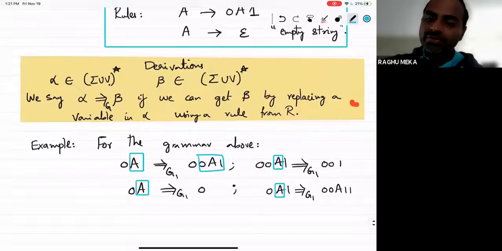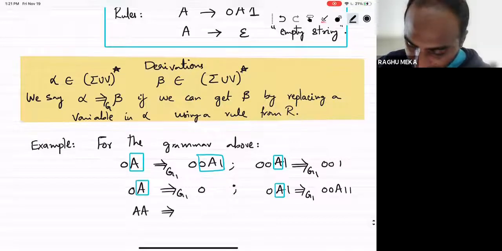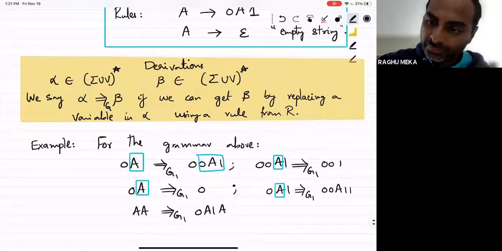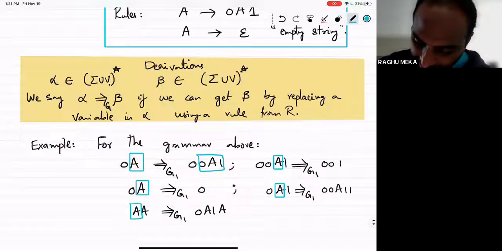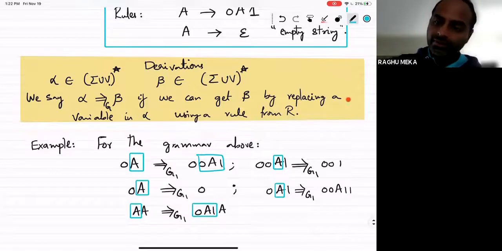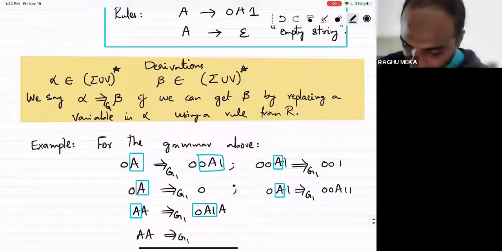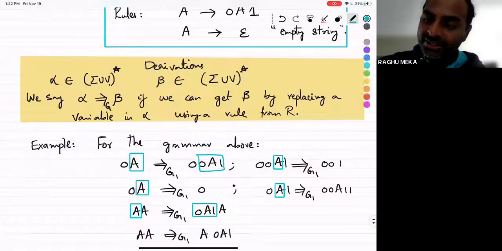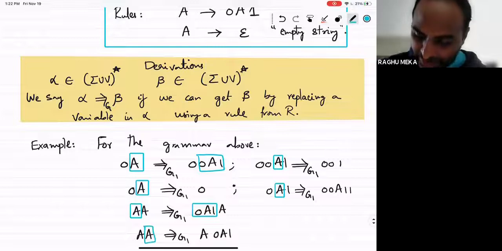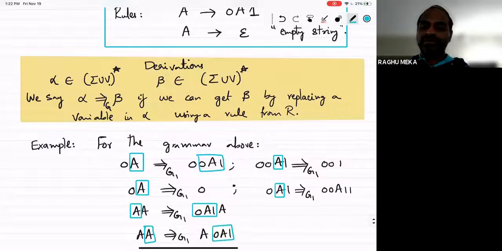And you can do it even with multiple variables. I could have, let's say, AA. I can say this goes to 0A1A. I'm essentially replacing this A with this guy here. In the same way, I can also say AA goes to A0A1. Here, I'm replacing the second A by the first rule. So all of these are valid derivations.